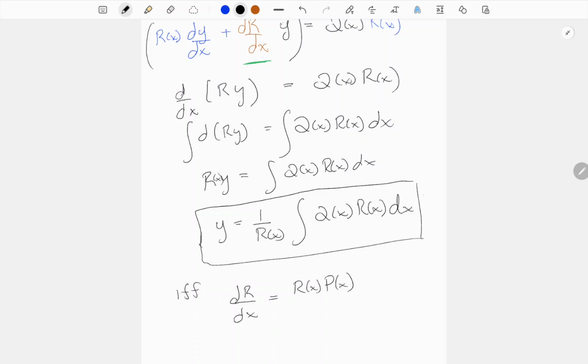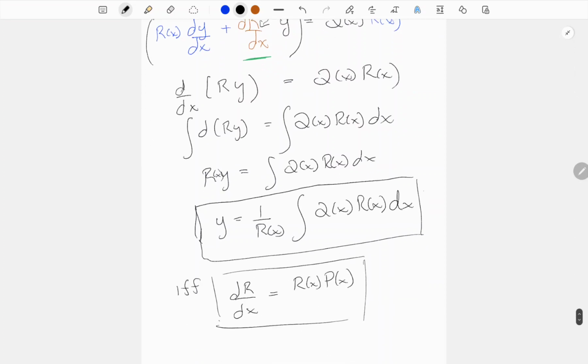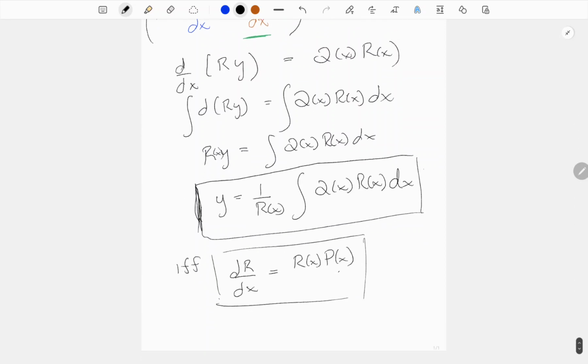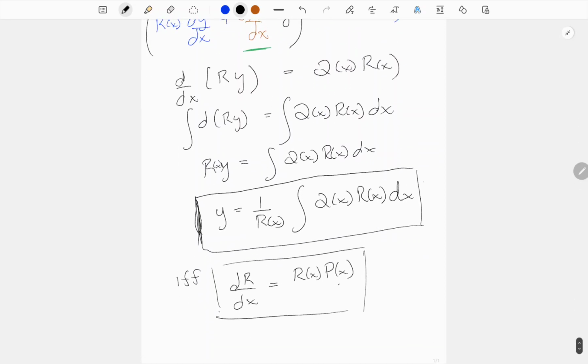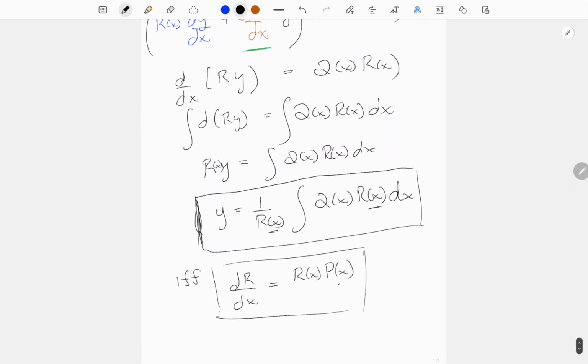Okay, so if we could set this to be true, then going from here to here, if this was true, then the solution is y, as shown right here. We have to force that to be true. p of x is known. It's in the equation, it's up here. But r of x we need to solve for. We need to figure out what r of x is. What is this thing we're multiplying both sides of the equation by? We need it in the solution here too, so we need to figure out what it is in order to solve for y.